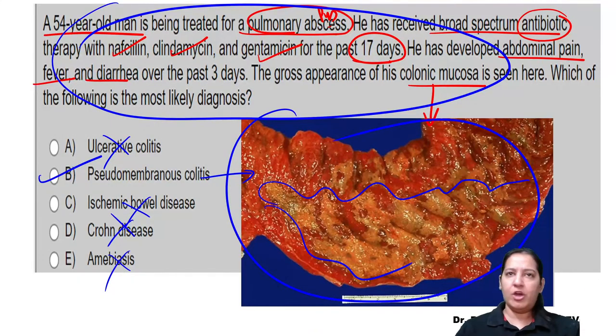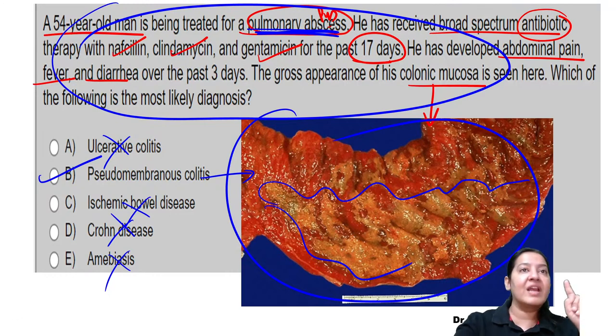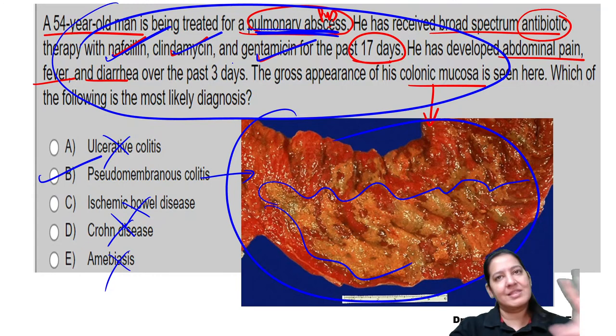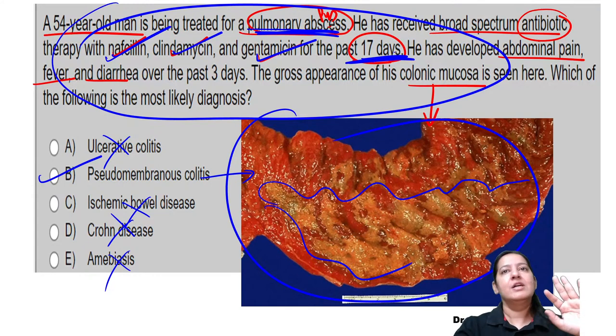The same question with a little bit of change in the history. Instead of endocarditis, this time the patient is having a pulmonary abscess, because of which, again, a prolonged course of clindamycin, gentamicin and nafcillin, which is a penicillin, is given for a prolonged course of 17 days. So the patient is developing the same condition. I want thumbs up from everyone.